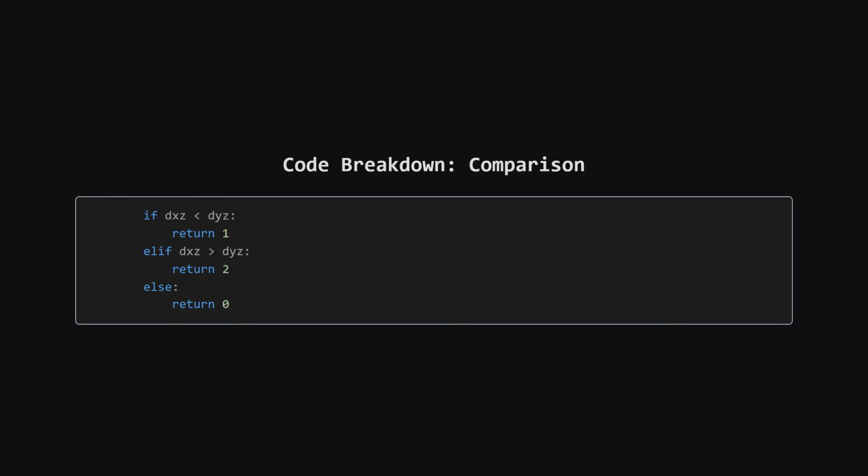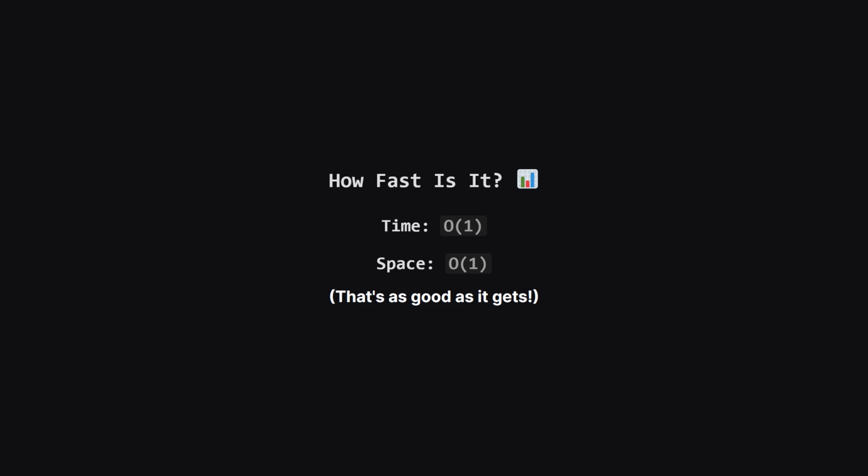And the final step is just a straightforward comparison. We check if person 1's distance is less than person 2's. If it is, person 1 wins, so we return 1. Otherwise, we check if person 1's distance is greater than person 2's. If so, person 2 wins, and we return 2. And if neither of those is true, it means the distances must be equal, so it's a tie, and we return 0.